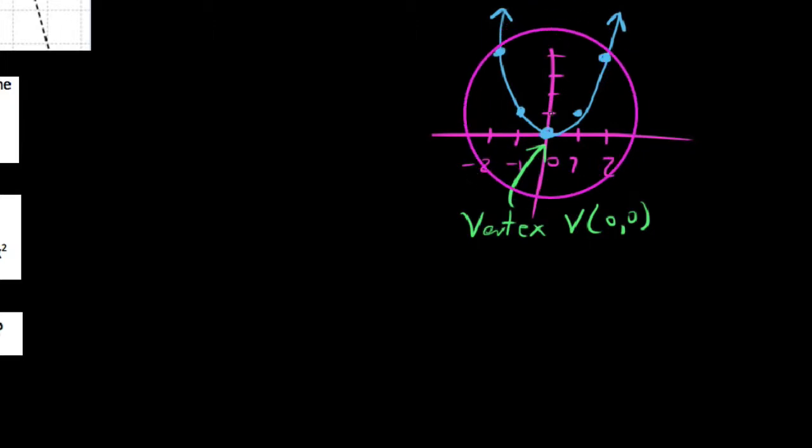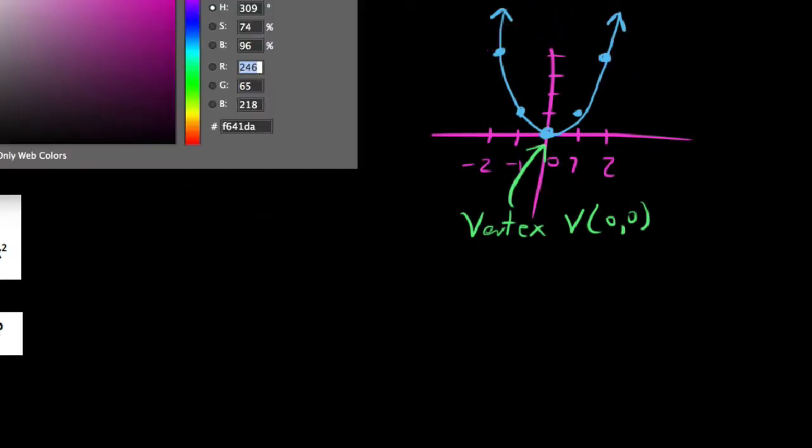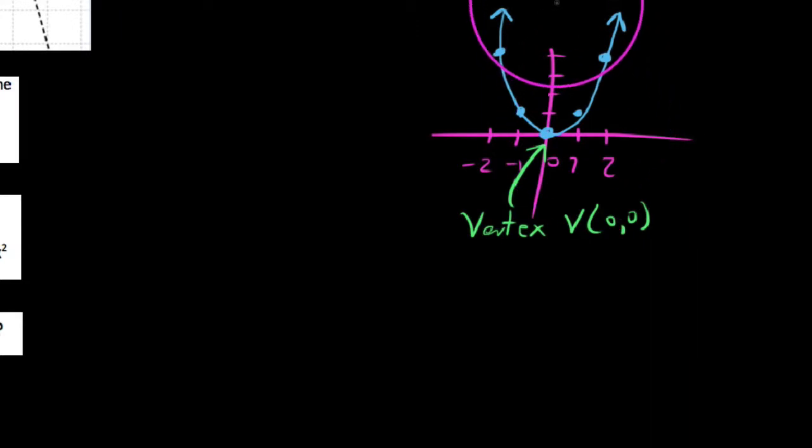The point 0, 0 is our vertex. Another key characteristic that I want to point out here is simply this. Since it's symmetrical, we could pass a line, let's do this in a new color.